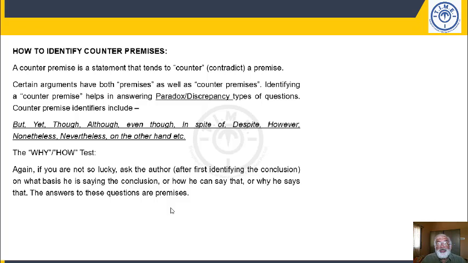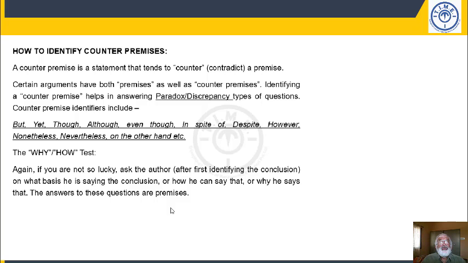Now there are things called counter premises. A counter premise is a statement that counters the premise. Fine. But that means some arguments might have premises, but they might also have other pieces of information that seem to contradict what you also have. Which means you end up with a little bit of a puzzle, or a paradox, which means you're using A as a basis statement, you're also using B as a basis statement, but A and B actually contradict each other. How are you using the two together?